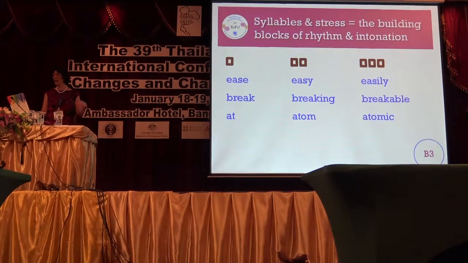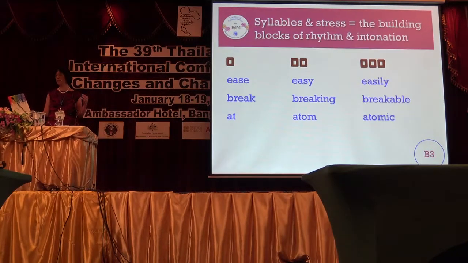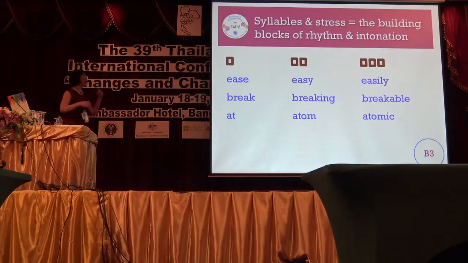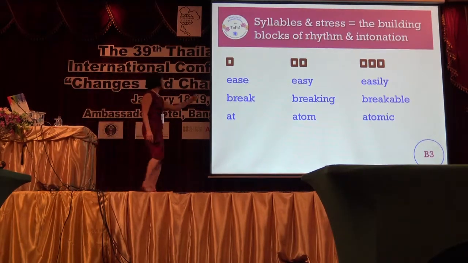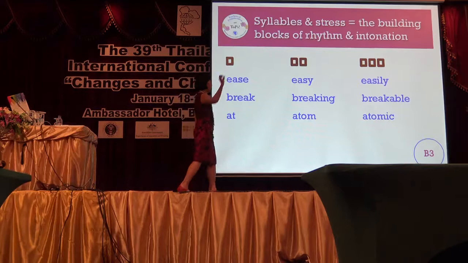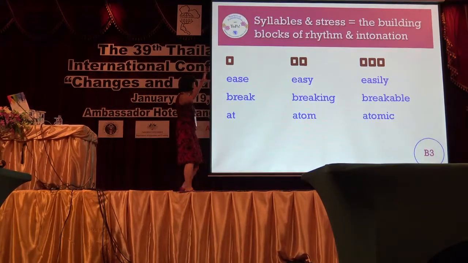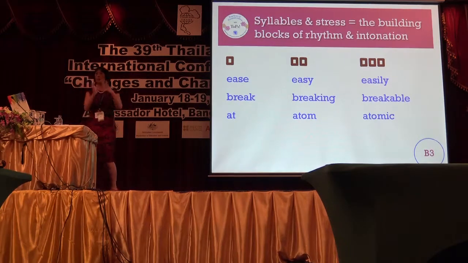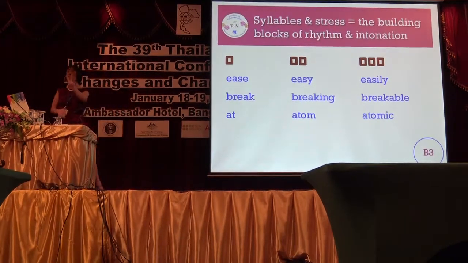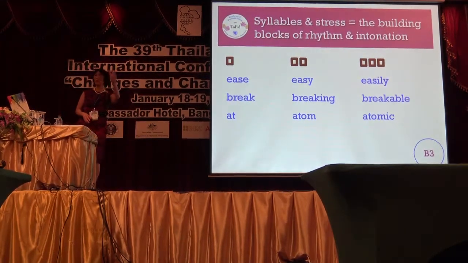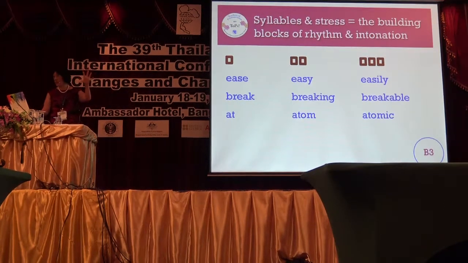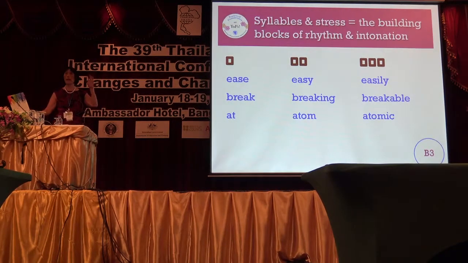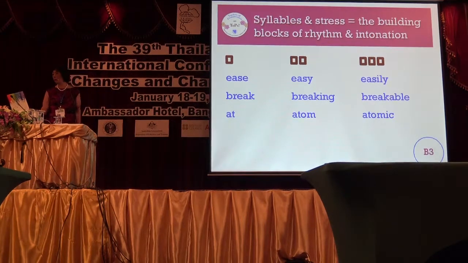So syllables and stress are the building blocks of rhythm and intonation. So we'll say ease, easy, easily, break, breaking, breakable, atom, atomic. Those are all words that have different numbers of syllables, and anything with more than one, that is 2 or 3 or 4 syllables, has one that is stressed more than the others. To be able to hear that and produce that is important.